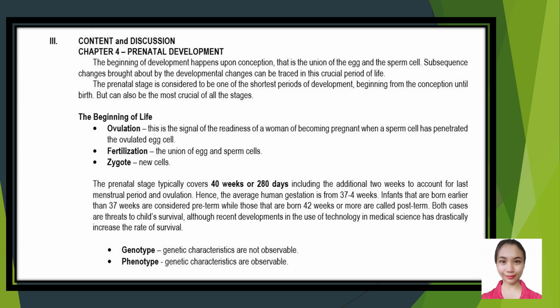So class, the content and discussion of module number 4 also entails chapter 4, entitled Prenatal Development. The beginning of development happens upon conception, that is the union of the egg and the sperm cell. Subsequent changes brought about by the developmental stage can be traced in this crucial period of life. The prenatal stage is considered to be one of the shortest periods of development, beginning from conception until birth, but can also be the most crucial of all the stages.